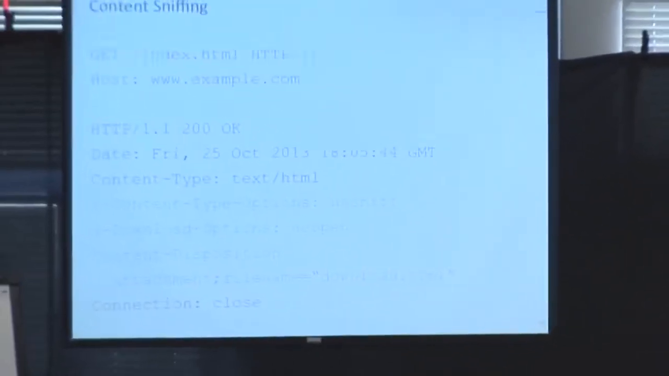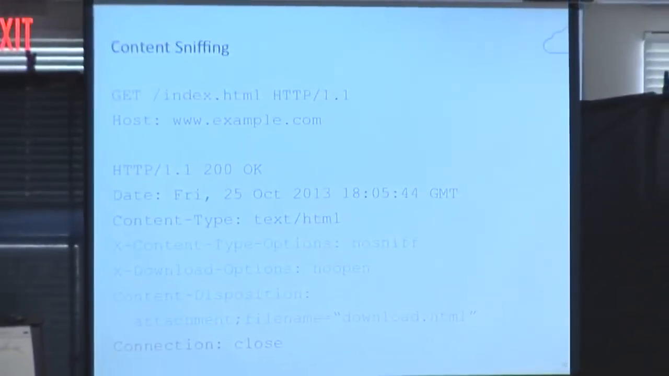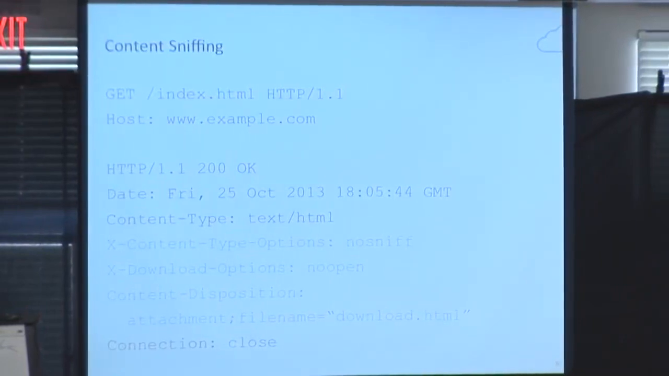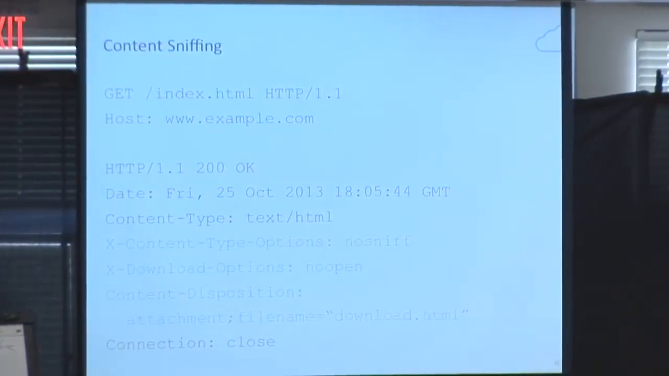So you can use all three of these together. It looks something like this. Content type options, no sniff. Download options, no open. Content disposition attachment. So here, the user was making a request for index.html, and because of the content disposition header, it would be delivered to the disk as a download in the file download.html.